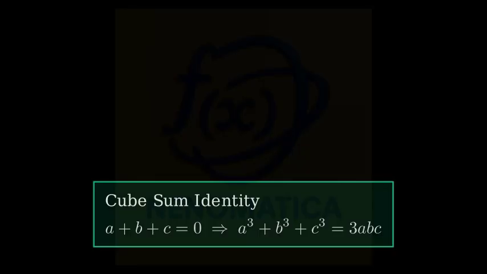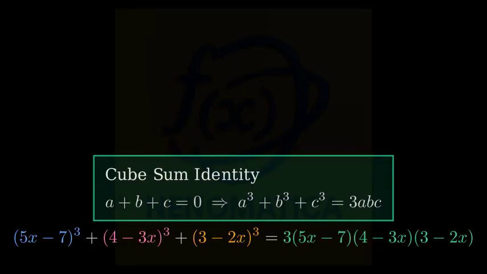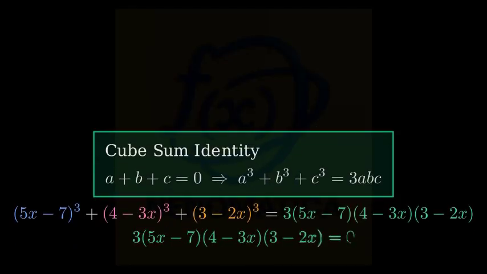Step 3. Apply the identity to our equation. The left side, a cubed plus b cubed plus c cubed, becomes 3abc. Therefore, 3 times (5x minus 7) times (4 minus 3x) times (3 minus 2x) equals 0.